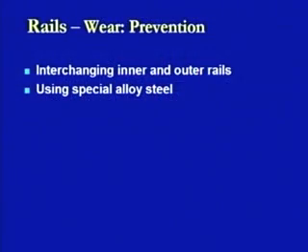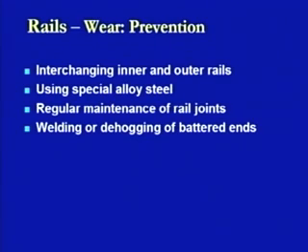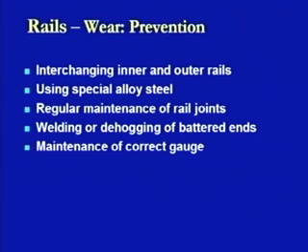Using special alloy steel is another way by which we can resist the wear. Regular maintenance of the rail joints means they should be made stiff, and they should be maintained, lubricated, and level difference should not be there. Everything has to be checked at the joint. Welding is another way by which we can reduce the number of joints, and then dehogging of the battered ends is a way by which we can reduce the wear, but dehogging is not an easy job, as we have seen in the previous lecture. Maintenance of correct gauge is another way.